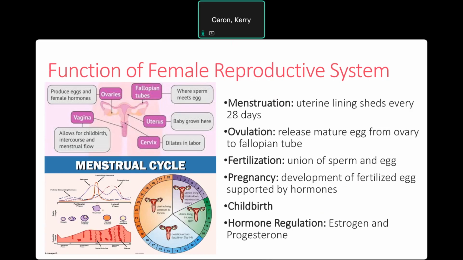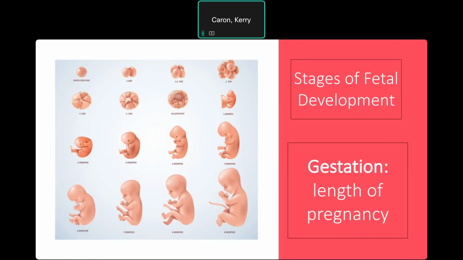Basically, you have menstruation, where the uterine lining sheds, ovulation, fertilization, and a few terms with pregnancy and childbirth. The main hormonal players here are estrogen and progesterone. Gestation is one of your vocabulary words, and that is the length of pregnancy. So from fertilization to full fetal development, that is 9 months, or actually 40 weeks, which technically is 10 months.